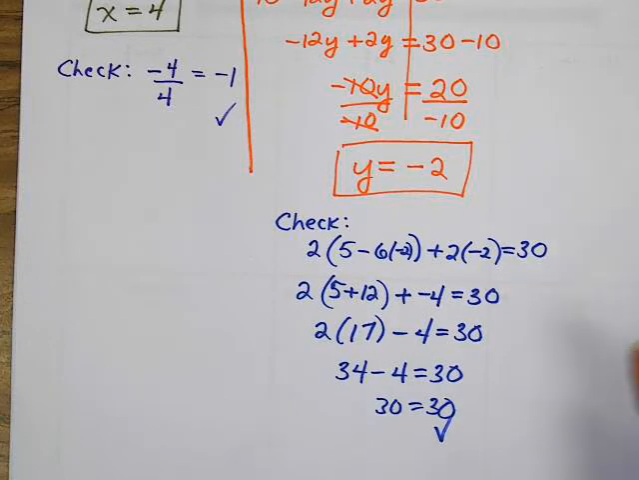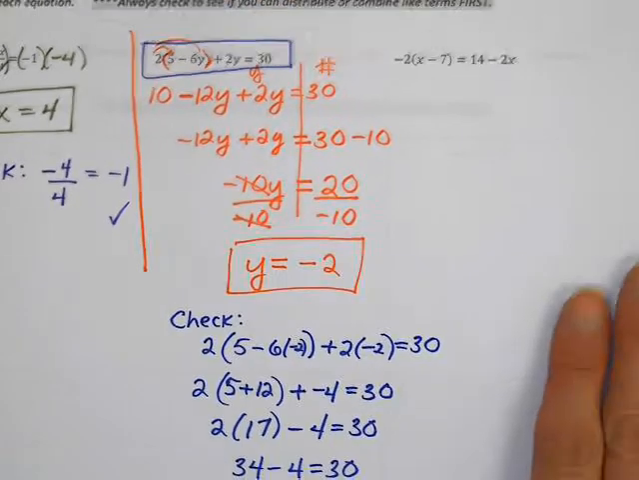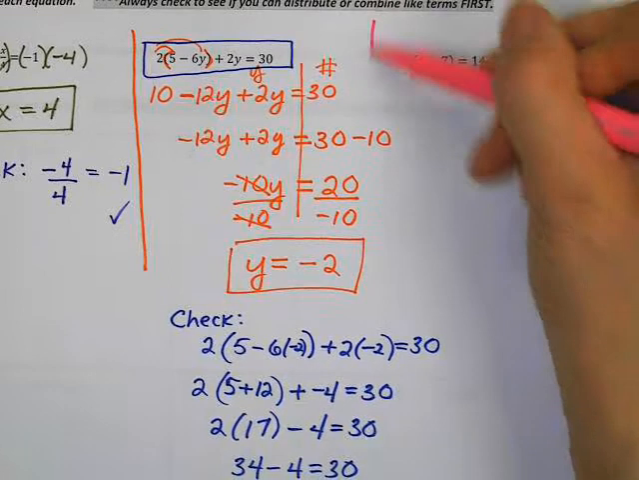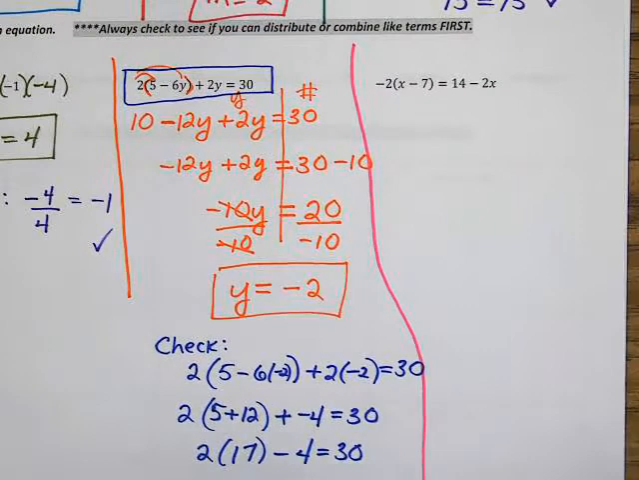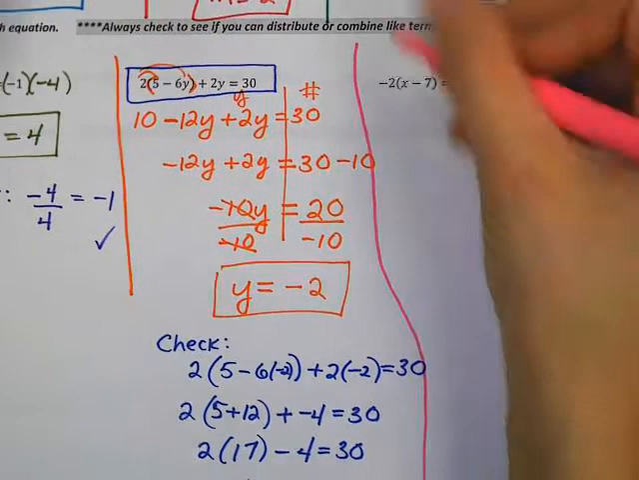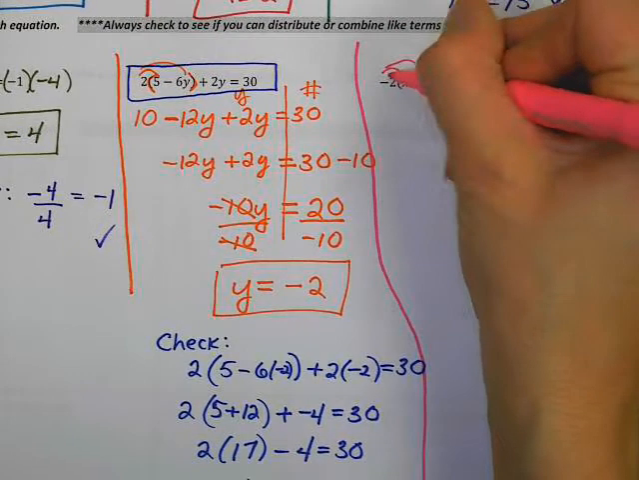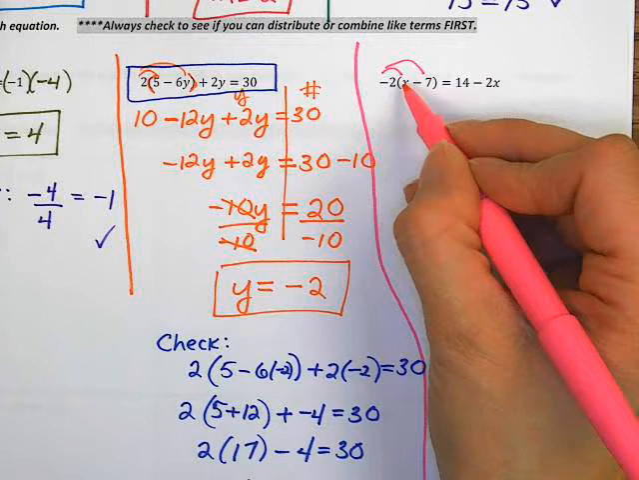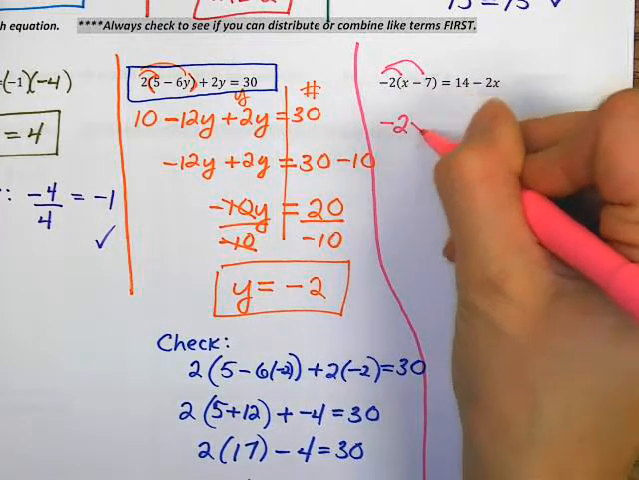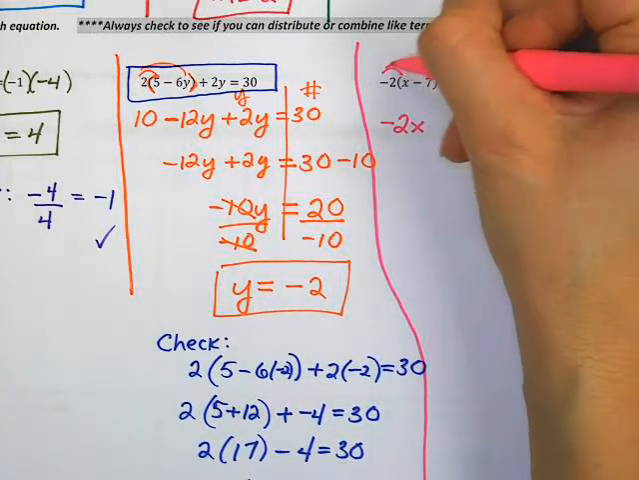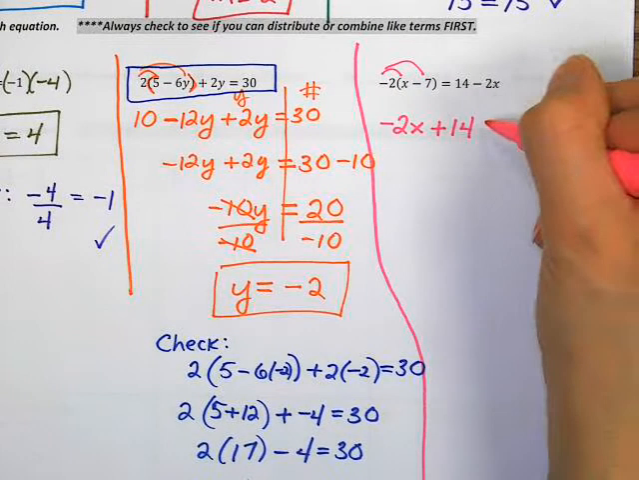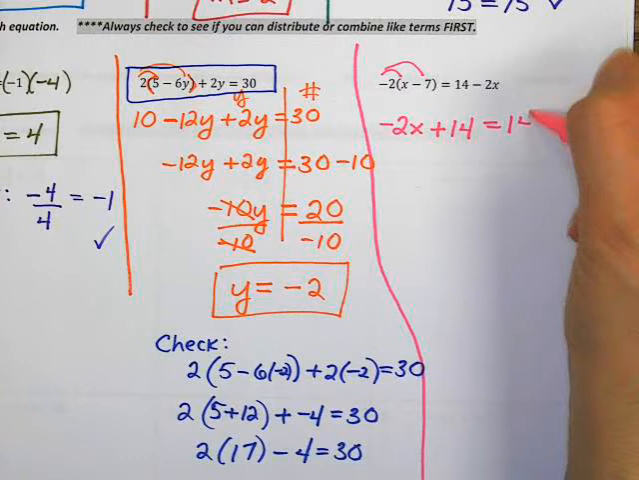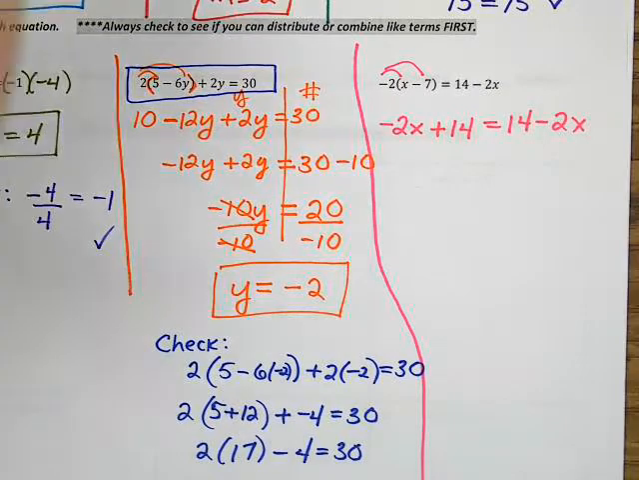Okay, and the last kind of problem that we studied in this class, when we distribute, there might be variables on both sides. Okay, you know how to do this. First, let's make sure we distribute a negative. Negative times positive is negative 2x. A negative times a negative is a positive 14. Over here, it doesn't look like we have to distribute anything.